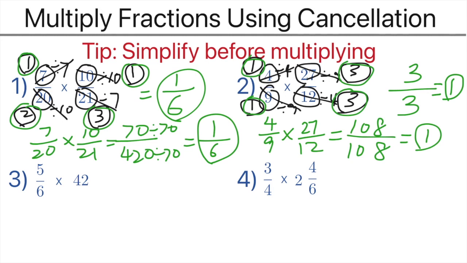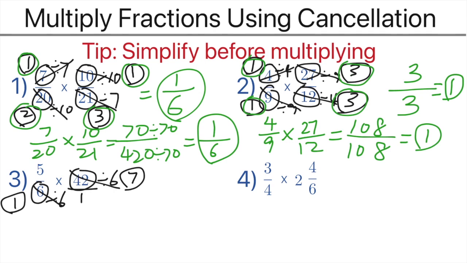Now for the third example, we have 5 over 6. And in this example, we are multiplying by a whole number, 42. The method will remain the same, but the first thing we want to do is change the whole number to a fraction by converting 42 to 42 over 1, like so. And now we can go ahead and simplify as before. The first thing I notice is 42 and 6. They're both divisible by 6. And 6 divided by 6 is 1. 42 divided by 6 is 7.